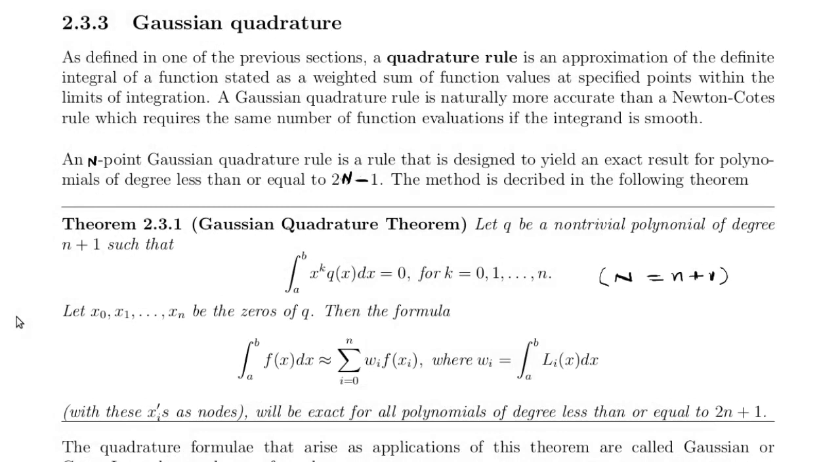Gaussian quadrature formula. A capital N point Gaussian quadrature rule is a rule that is designed to yield an exact result for polynomials of degree less than or equal to 2 capital N minus 1. So you can see that the degree of precision here, 2 capital N minus 1, is far larger than capital N. We use fewer points, capital N, but we achieve a degree of precision of 2 capital N minus 1. So almost double.